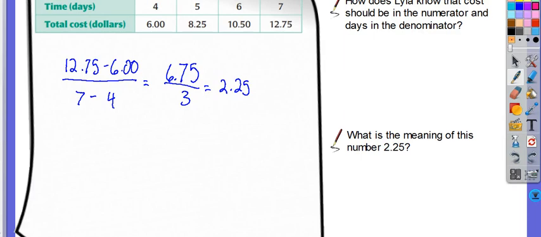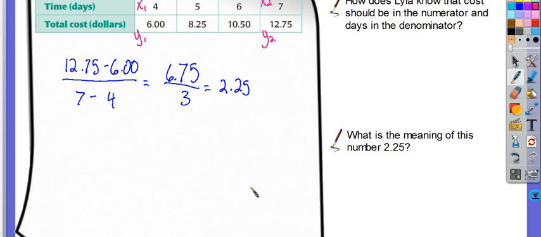There is Lila. We found this rate of change correctly. So she's taking 1275 minus 6, got 675 over 7 minus 4. Okay, that should be fine, right? This could be x1 and y1, x2 and y2. Assume that the rate of change is constant throughout the whole thing. So y2 minus y1 over x2 minus x1 should give us the same slope, whichever points we chose to use.